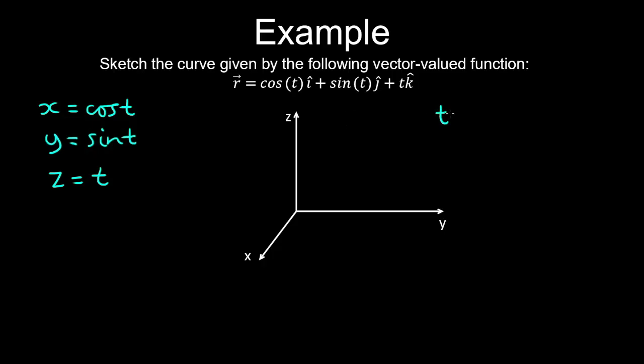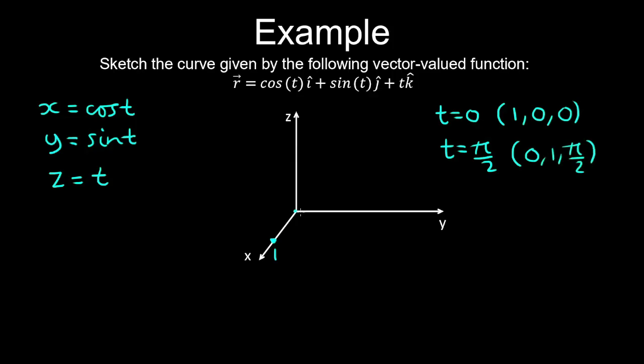So if we take t equals 0, the position of the particle is at x equals 1, y equals 0, and z equals 0. So this here is our first point on the curve. And when t equals pi on 2, we have 0, 1, pi on 2. So our next point is at x equals 0, y equals 1, and z equals pi on 2.